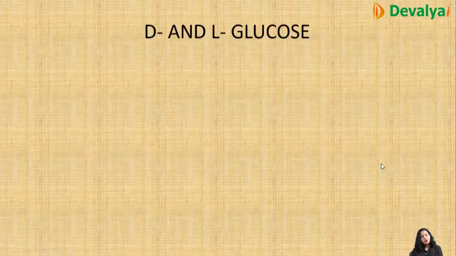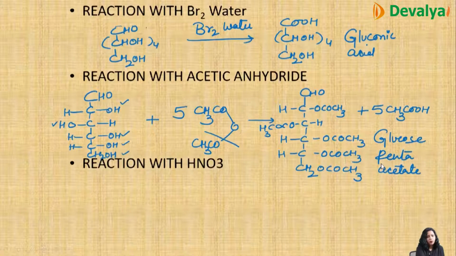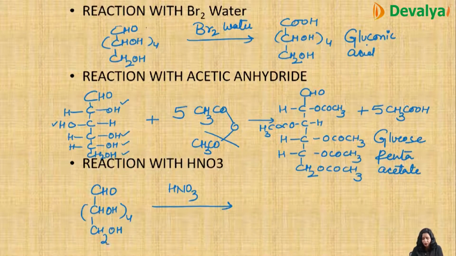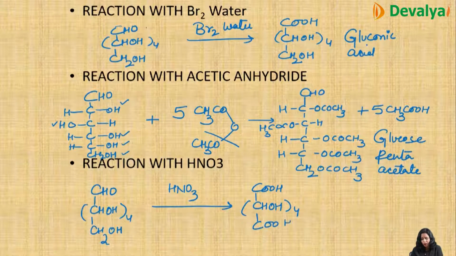Next is the reaction with HNO3. That is, again we'll take glucose, CHO, (CHOH)4, CH2OH. It will react with HNO3, which is an oxidizing agent. Now the first carbon will change into carboxylic acid, and the last one will also change into carboxylic acid. This we call glucaric acid.